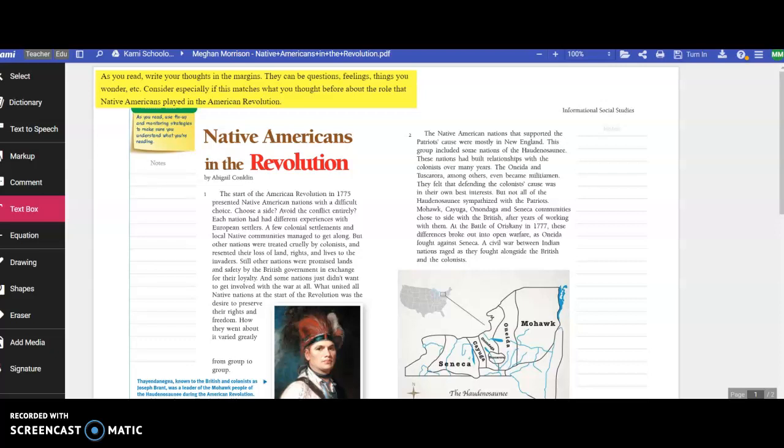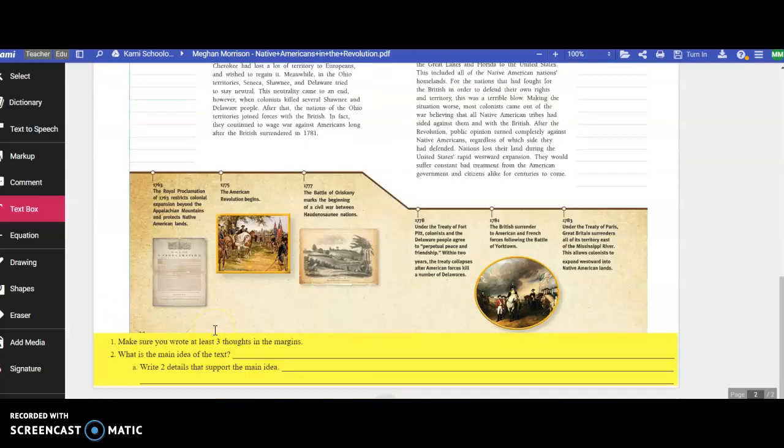All right. This text is called Native Americans in the Revolution, and it's all about the role that Native Americans played. You might not have realized that they played a part in the American Revolution. Make sure as you read, you are writing your thoughts in the margins. Notice at the end, it reminds you, make sure you wrote at least 3 thoughts.